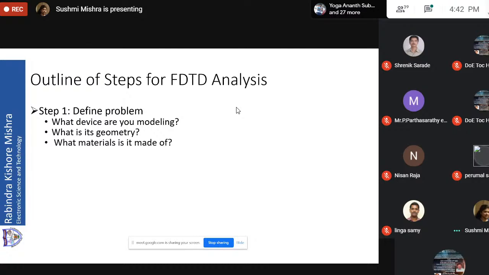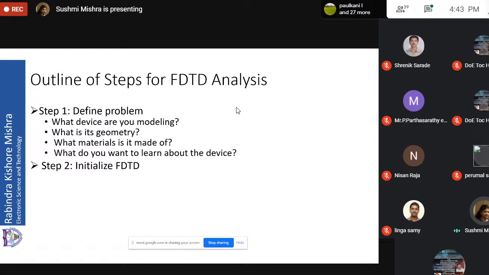Then what do you want to learn about this device? You want to find out the reflection coefficient. You want to find out the gain. So that is what you have to do. First you define the problem. Second is initialize the FDTD.